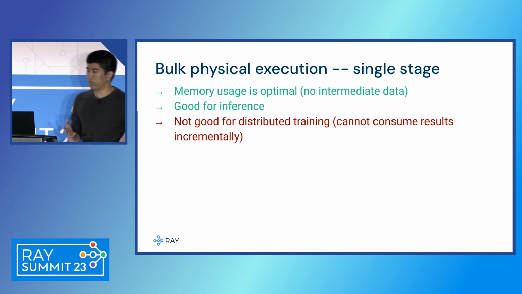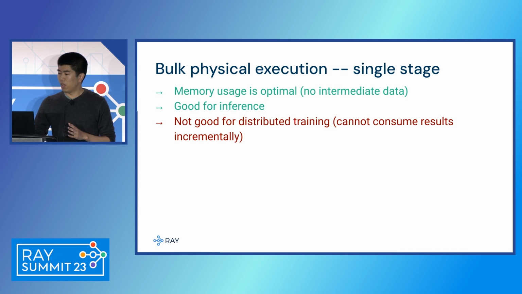So what are the pros and cons of this? One not-so-obvious thing is that this is actually memory optimal. There's no advantage of streaming in this situation for memory usage. That's because there are no multiple stages to stream data through. There's just one stage. As soon as the data goes in, it's done. There's no intermediate data. So this is actually pretty great for inference, and that's why Spark is great for inference in these settings as well.